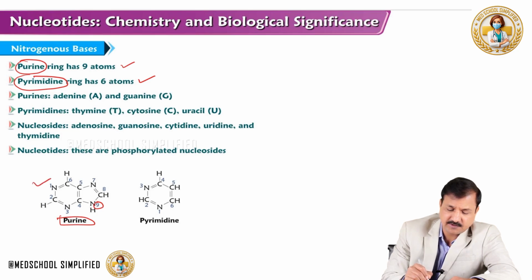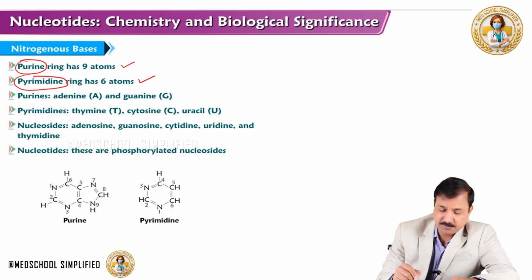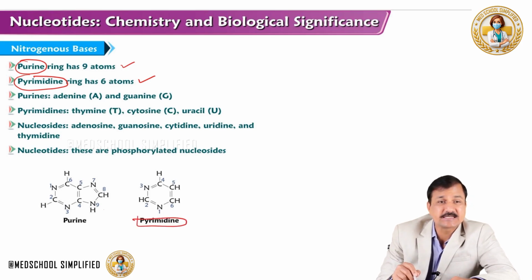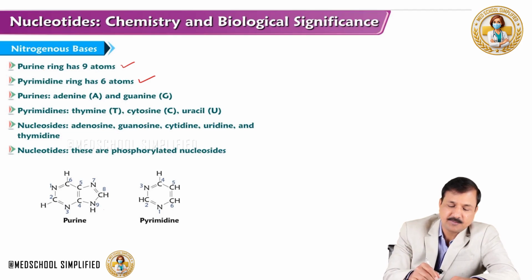It starts from N1, that is nitrogen 1, carbon 2, nitrogen 3, carbon 4, carbon 5, and then carbon 6, nitrogen 7, carbon 8, and nitrogen 9. So there are 9 atoms in a purine ring, numbered in an anti-clockwise manner. Whereas the pyrimidine ring has 6 atoms and they are numbered in a clockwise manner. This is a little difference between purines and pyrimidines.